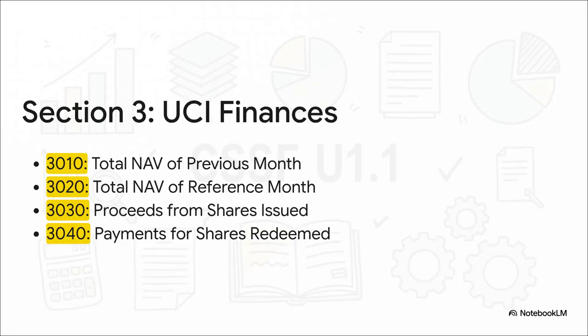Section 3 gives us that 30,000-foot view of the fund's money, and what's really key here is how it shows the flow. You start with last month's net asset value, or NAV. Then you add the money coming in from new shares, subtract the money going out from redemptions, and that brings you to this month's NAV. It's a perfect high-level summary of the fund's activity.